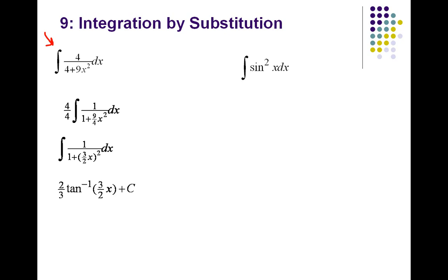Okay, so we get tangent inverse of 3/2 x plus c, but because I've got chain rule, if I took the derivative of that, I'd have to multiply by 3/2. To compensate, I multiply by 2/3. And that gives me an answer. It makes it a lot faster, too.